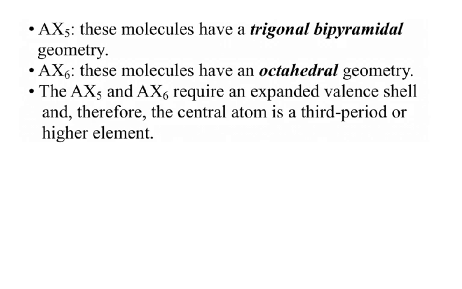We're also going to look at two other geometries. One has five domains, and that electron geometry is known as trigonal bipyramidal. And then we have another final structure that has six domains, and it's known as octahedral. For these two to exist, the central atom must be an element that can hold more than 8 valence electrons. Therefore, that atom must be in the third period or beyond. That atom would be an exception to the octet rule.